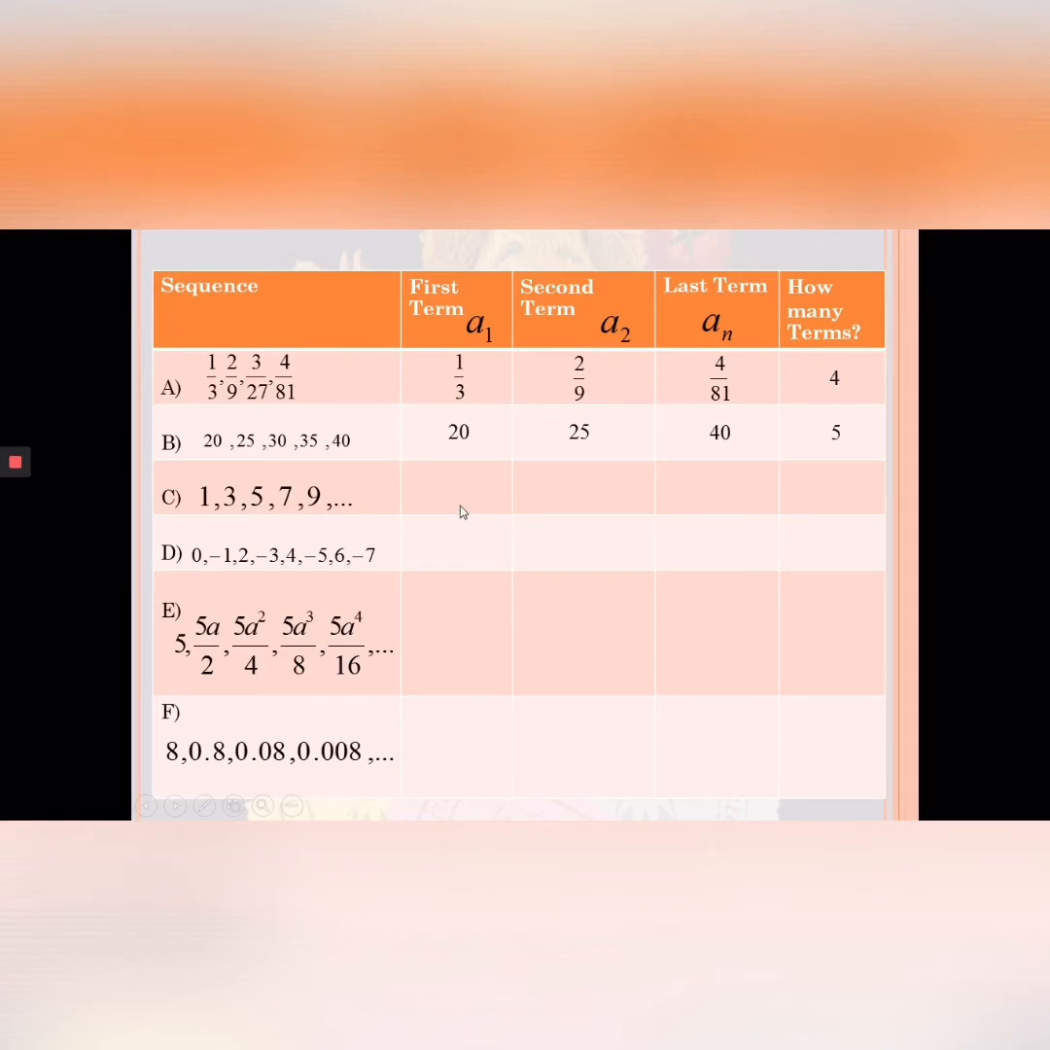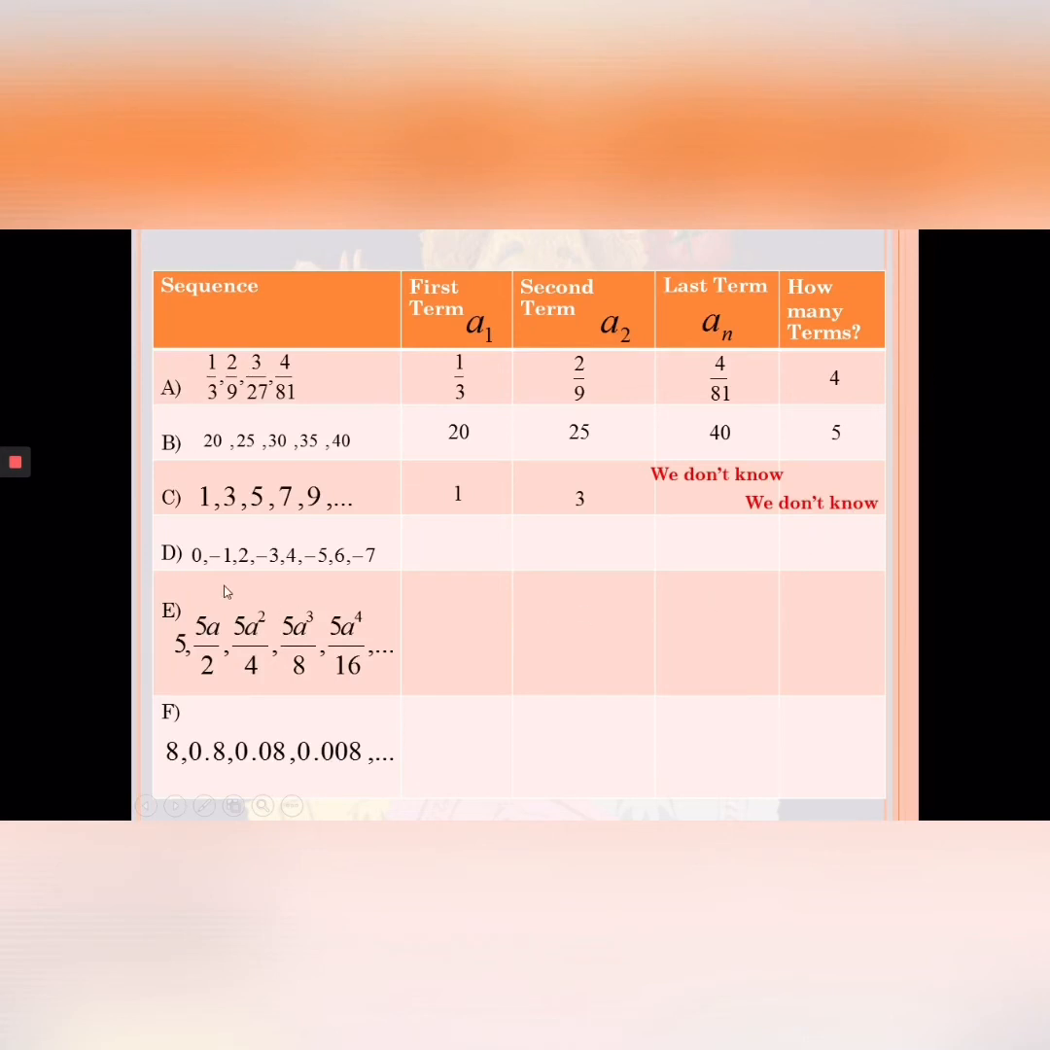In the same manner, our first term, or a1, will be 1, our second term, that will be 3, and the last term, which we don't know because this is an infinity or infinite sequence. So you just have to write, we don't know. Okay, so how many terms do we have in letter C? So of course, since it's an infinite sequence, we do not know as well. So you just have to write, we don't know.